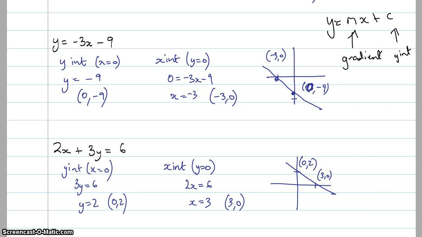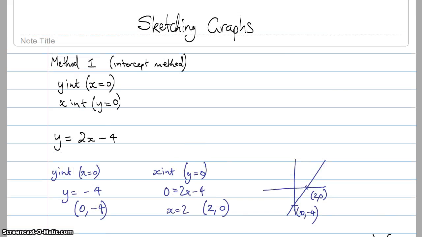So essentially what we've done in this video is we've looked at sketching these linear graphs using the intercept method, making y equals 0 and making x equals 0. When x is 0, that's the y-intercept. When y is 0, that is the x-intercept. This is part 1 of sketching graphs, and in the next video I will have a look at method 2, which is the gradient and y-intercept method.